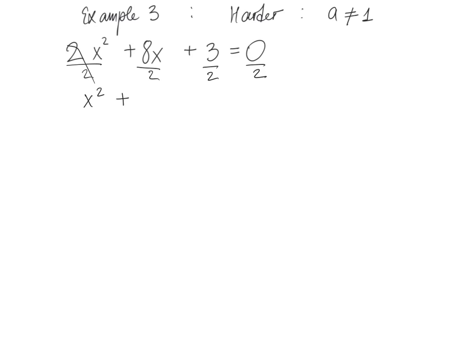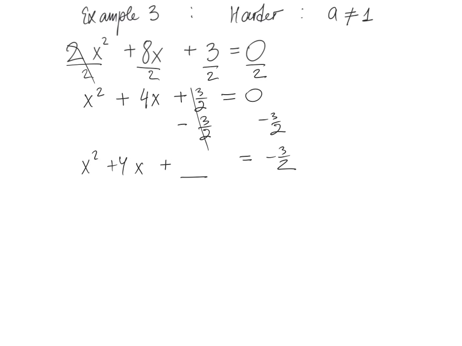But that will make our coefficients worse. This one is not too bad. But this one was an odd number, so we end up with 3/2. Not very pleasant. 0 over 2 doesn't care, it's still 0. We are still following exactly the same steps. We are subtracting that extra number, minus 3/2, from both sides. And we have x squared plus 4x plus something, I don't know yet what, equals minus 3/2 on the right side.